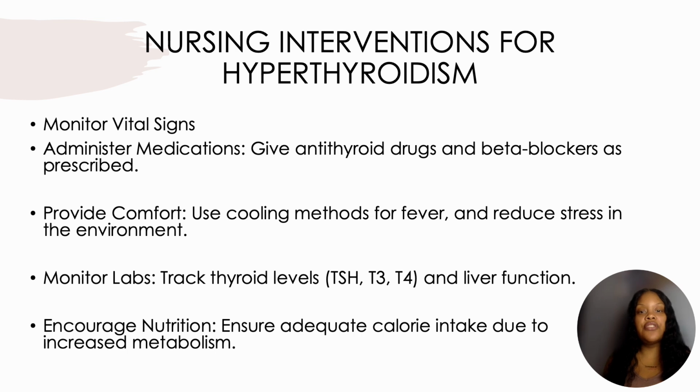So what are some nursing interventions that we're going to do? We're going to make sure that we're monitoring our patient's vital signs, right? For that fast heart rate, high blood pressure and fever, and we want to administer medications as ordered. We want to provide comfort, so we may use cooling methods for fever. We want to reduce stress in the environment. We want to make sure that we are monitoring the patient's TSH levels, T3 and T4 levels, and liver function. And we want to encourage nutrition, so adequate calorie intake due to increased metabolism.